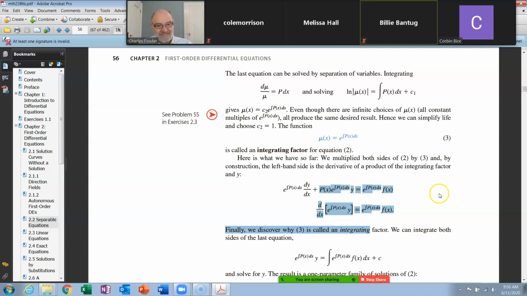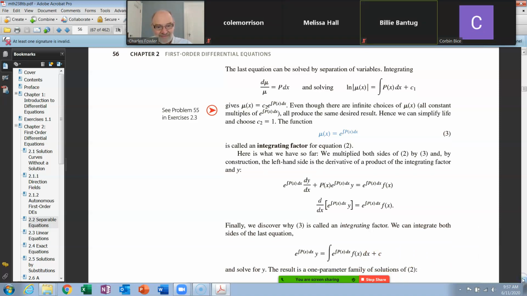Now, since this is a perfect derivative, you just integrate this with respect to x, and you integrate this with respect to x. Because look at this. This is only a function of x. This is only a function of x. So you can integrate both sides with respect to x. And as long as this is an integrable function and not a, what did we call them before, non-elementary function, you've got your answer right there.